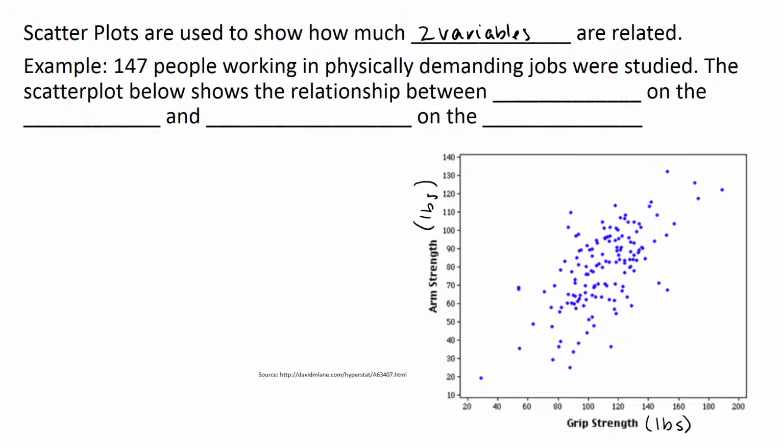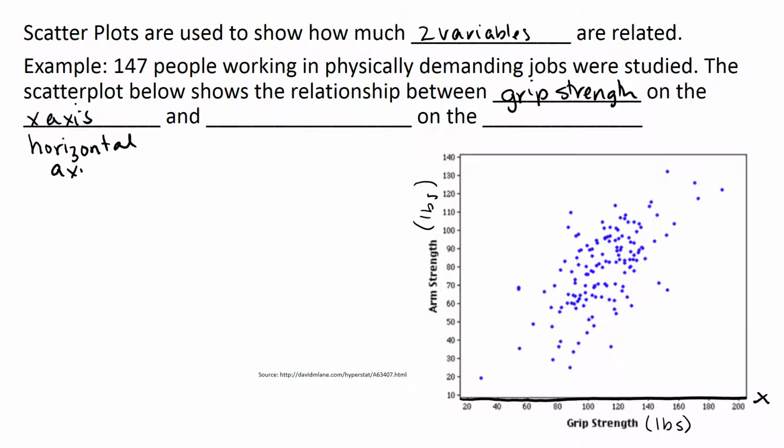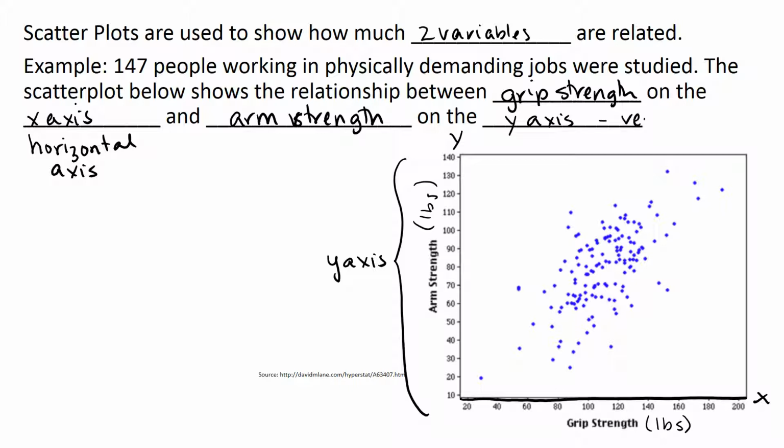And the scatter plot shows the relationship between grip strength, which is on the x-axis. So the x-axis is this axis right here, which is the horizontal axis. And it relates to the arm strength, which is the second variable, on the y-axis. And the y-axis is the vertical axis. So there we've introduced a little bit of vocabulary of a typical scatter plot.